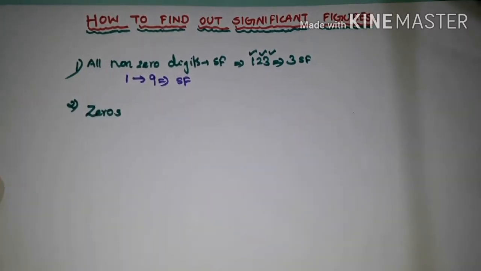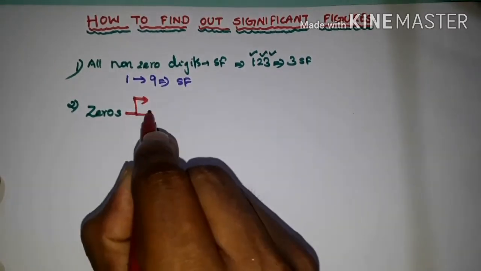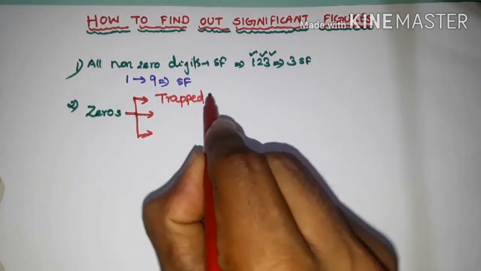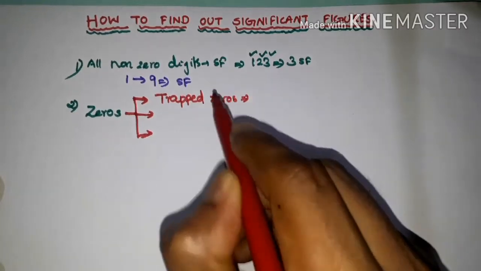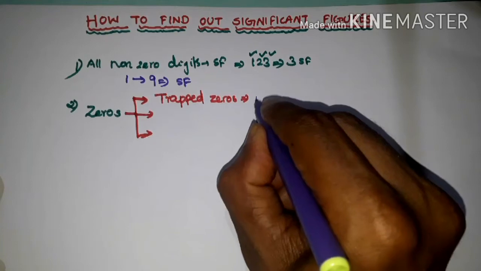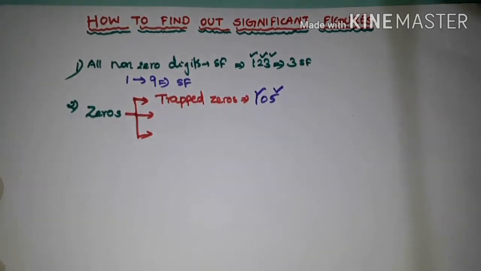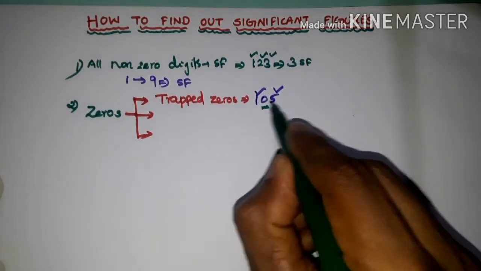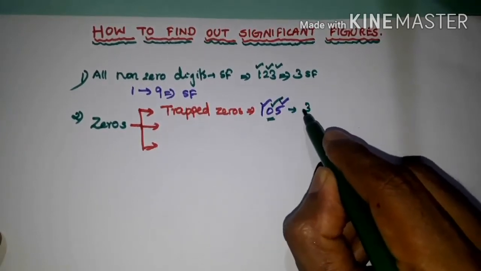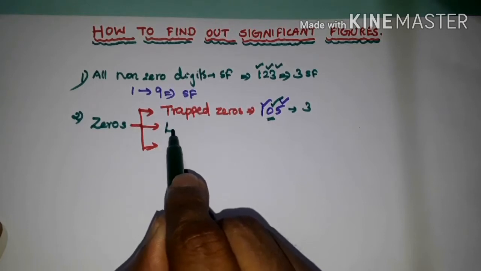Secondly, we want to talk about zeros. Zeros are 3 types. First one is trapped zeros. Trapped zero means zero in between two non-zero digits. These trapped zeros are always significant. For example, 105. 1 and 5 are non-zero digits, they are already significant. This 0 is a trapped zero in between 1 and 5. Therefore, that zero is also significant. Total 3 significant figures.